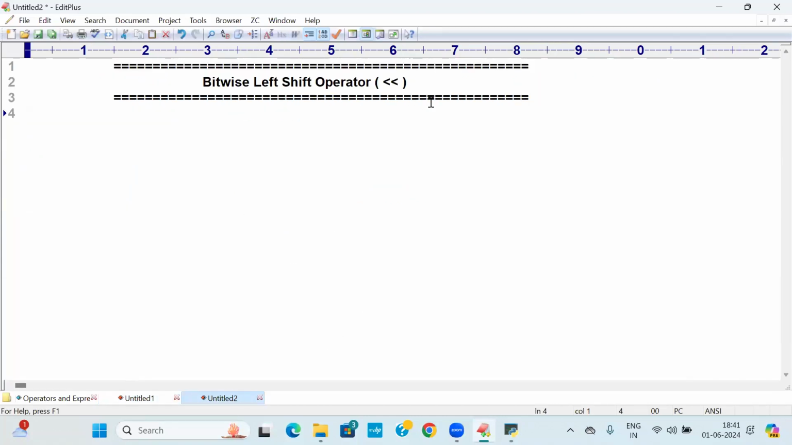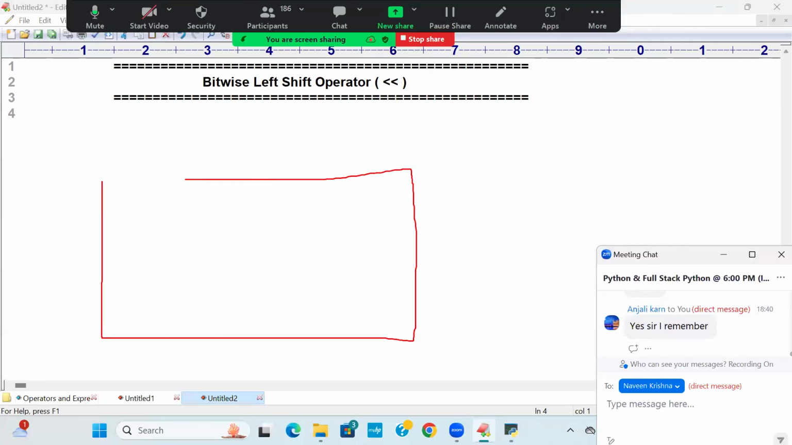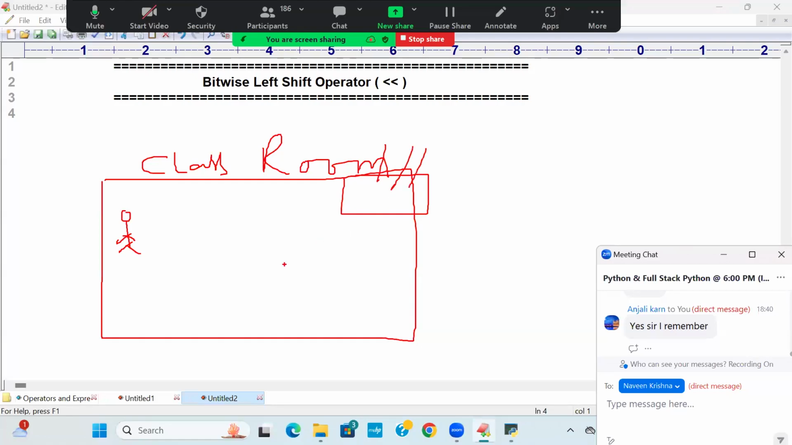The bitwise left shift operator I am going to talk about. So let us take a small awareness. Online students, everybody carefully listen, my dear students. Suppose this is a classroom, students. Carefully try to follow. In this classroom there is a teacher. Here, this is a door to enter inside.